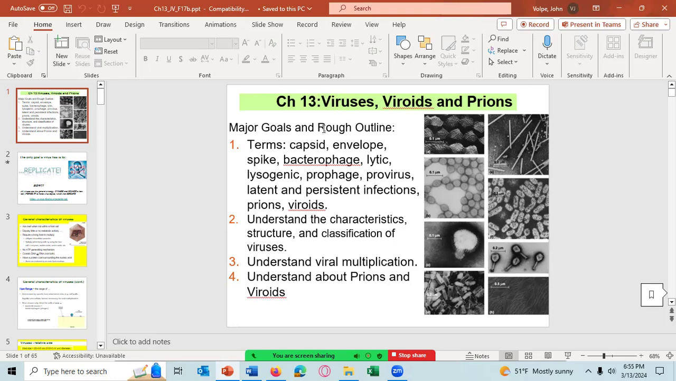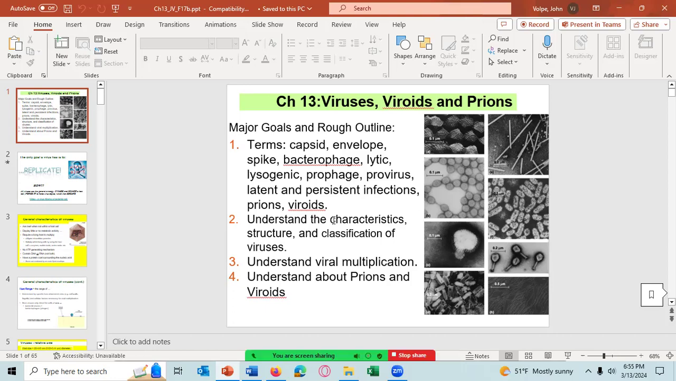You should know bacteriophages are viruses which infect bacteria cells. They have two life cycles, the lytic life cycle and the lysogenic life cycle, and you should know both life cycles. You should know what a prophage is and a provirus. You should know the different types of infections in animal cells, like a latent infection, a persistent viral infection, a budding life cycle, and then, of course, animal viruses have the lytic life cycle as well.